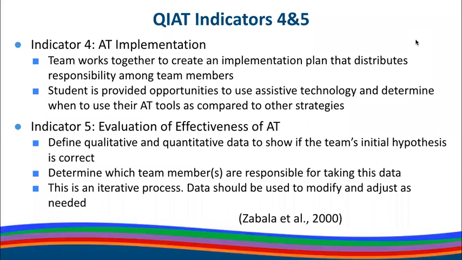In indicators 4 and 5, we can look at the assistive technology implementation and then the evaluation of the effectiveness of that particular intervention. So again, we want to see IEP teams working together to support students' use of tools and reflecting on the effectiveness of that. You can access all of the quality indicators for assistive technology in the resource section of this module.